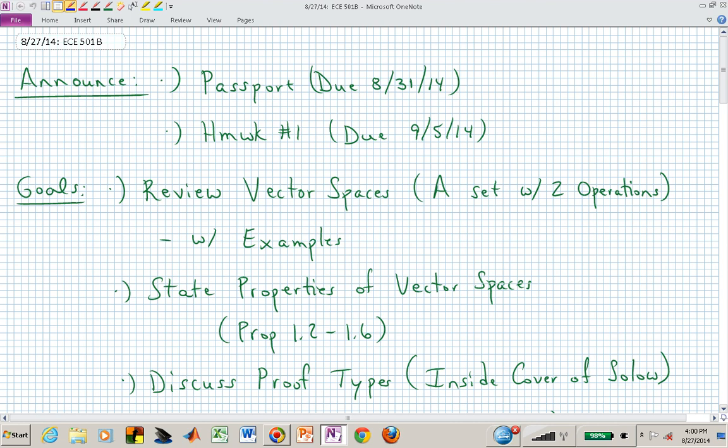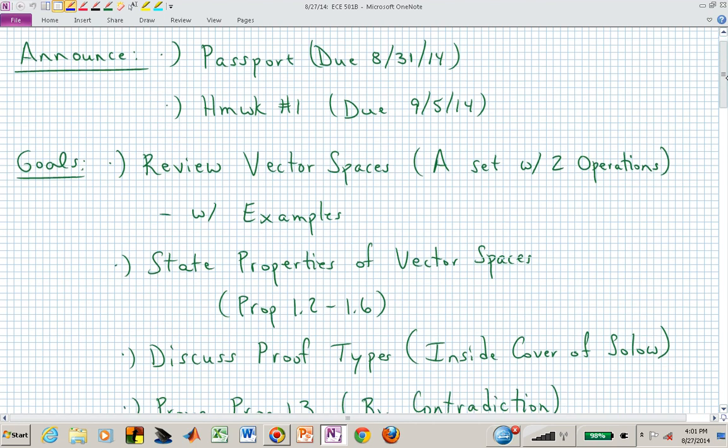As an announcement, your passport is due. I believe the 31st is on a Sunday, so don't let that spoil your 3-day weekend, but that just gives you a timeline to possibly turn in your passport. Homework number 1, I need to create, but hopefully it will be out there at some point, and that's due a week from Friday, is the plan.